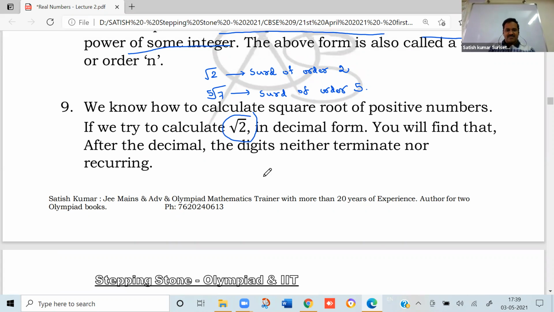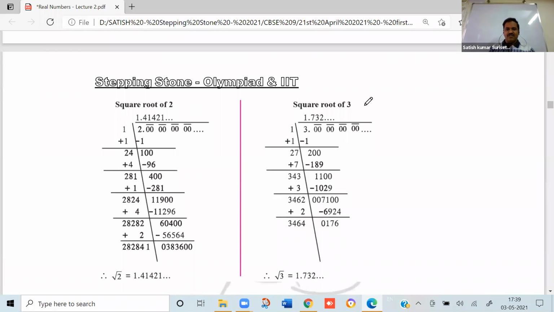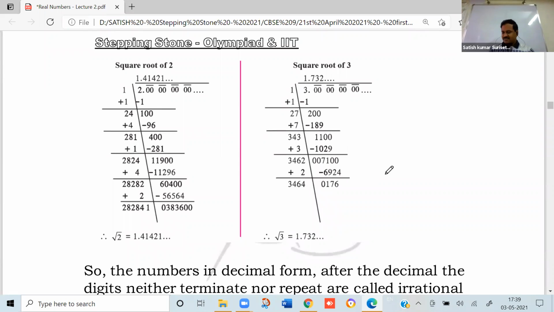Now, let us calculate root 2 up to a few decimals. Square root of 2, square root of 3. I hope you can understand this method if you have remembered. So write 2, because we want to calculate the square root of 2. After that, put a decimal point and zeros. You can go on adding, that is 2 zeros. Put a bar on that. Now, I think you know the procedure for calculating square roots of numbers. Can you understand this?